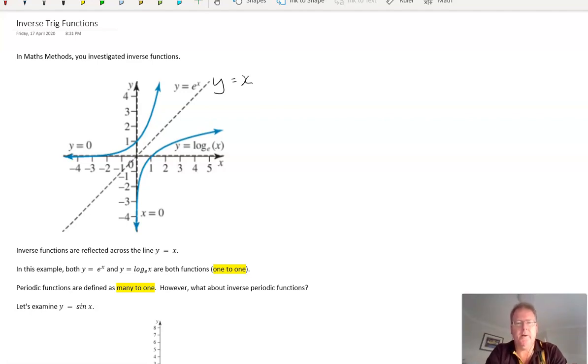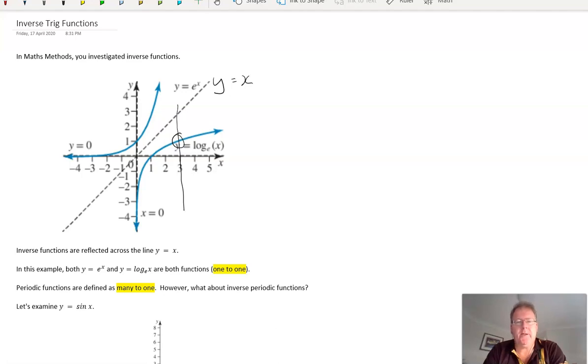Now, what does a 1 to 1 mean? Well, 1 to 1 simply means if I look at the y equals ln x function, for example, if I choose an x value, and I draw a vertical line through that x value, so if I choose x equals 3, for example, then that vertical line is going to cross that function once and once only. Okay, and we define that to be a function.